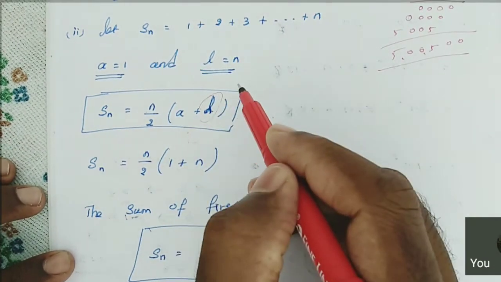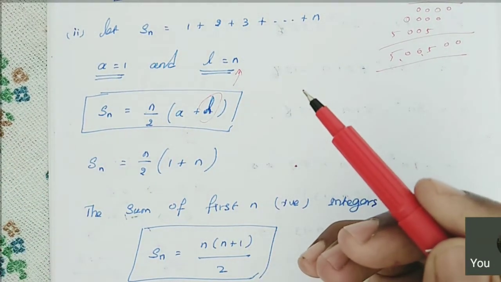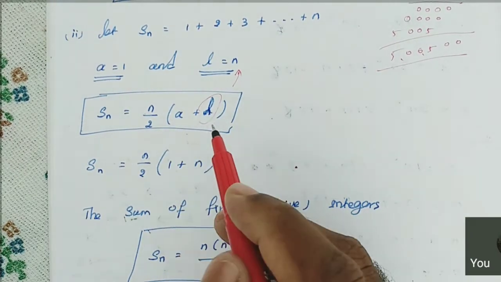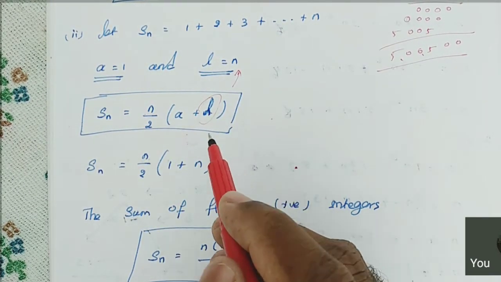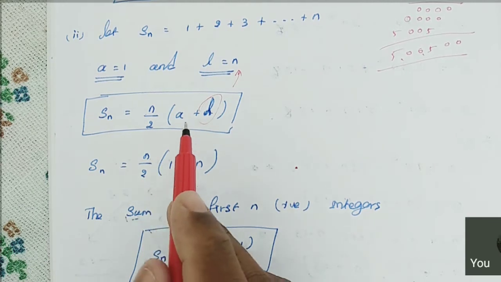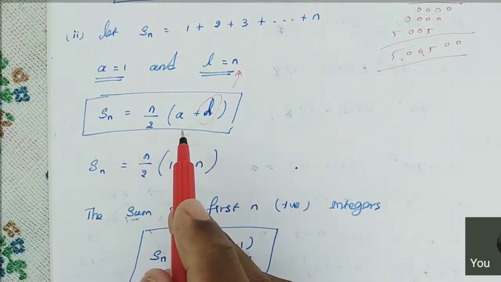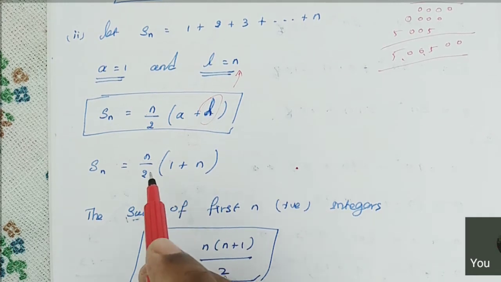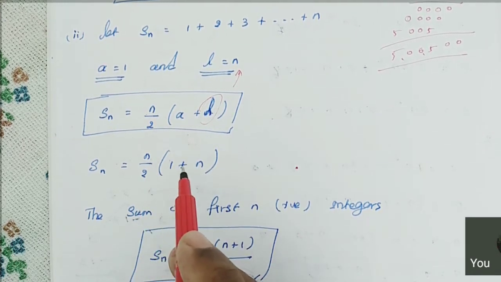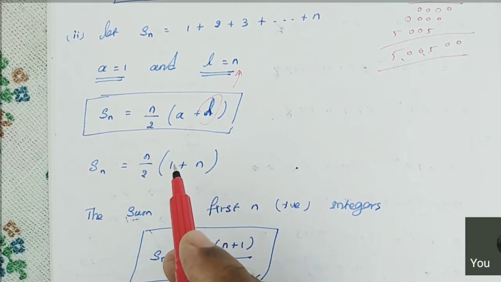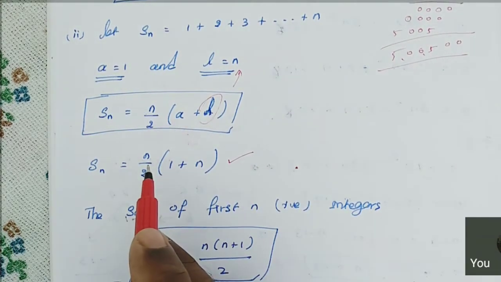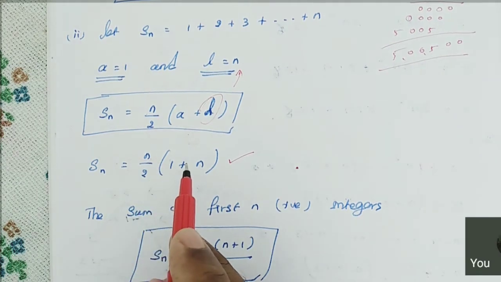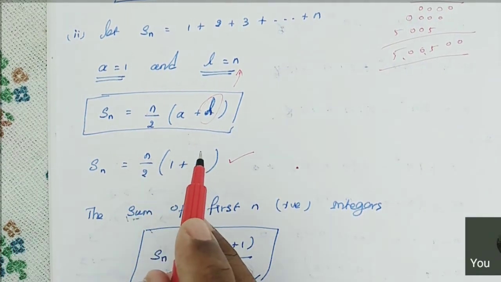So l, what is this here? The last term, n. So instead of the l value, you can put n. So Sn is equal to n by 2, first term 1, (1 plus n). Will you all be able to simplify this? Is it possible? No, it is already the simplest form. So Sn is equal to n by 2 into (1 plus n).